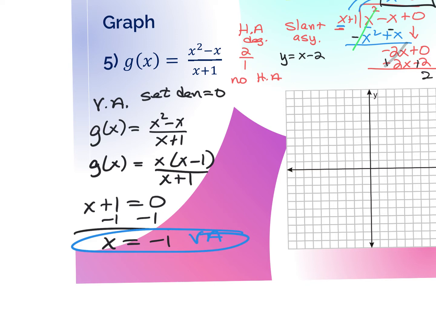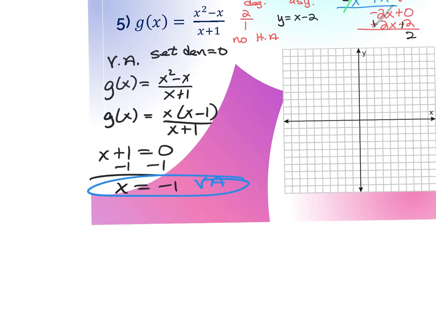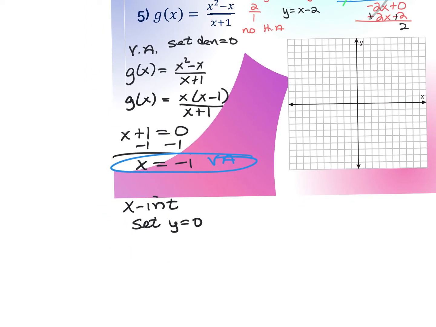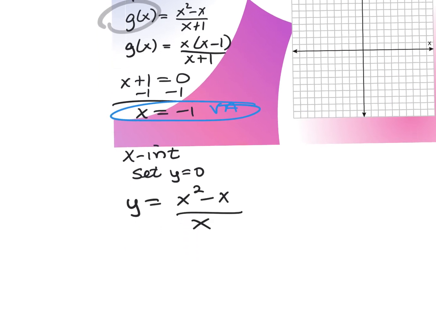The next thing I'm going to do now is find my x and y intercepts. So in order to find an x-intercept, remember we're going to set y equal to 0. Remember, this g of x that was here is just a fancy way of saying y equals. So my equation that I'm plugging a 0 in for is y equals x squared minus x over x. So I put in the 0 for the y. Now remember, I had already factored that numerator into x times x minus 1 over x.